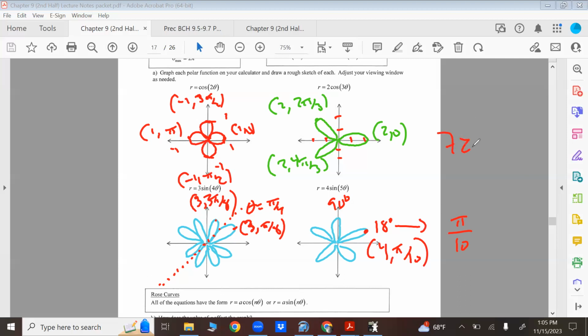And 72 degrees, if you convert that to radians, that's going to be what? 72 over 180, 36 over 90, 18 over... is that pi over 5? Yeah, pi over 5, right? Am I correct in saying that? No. Hold on.